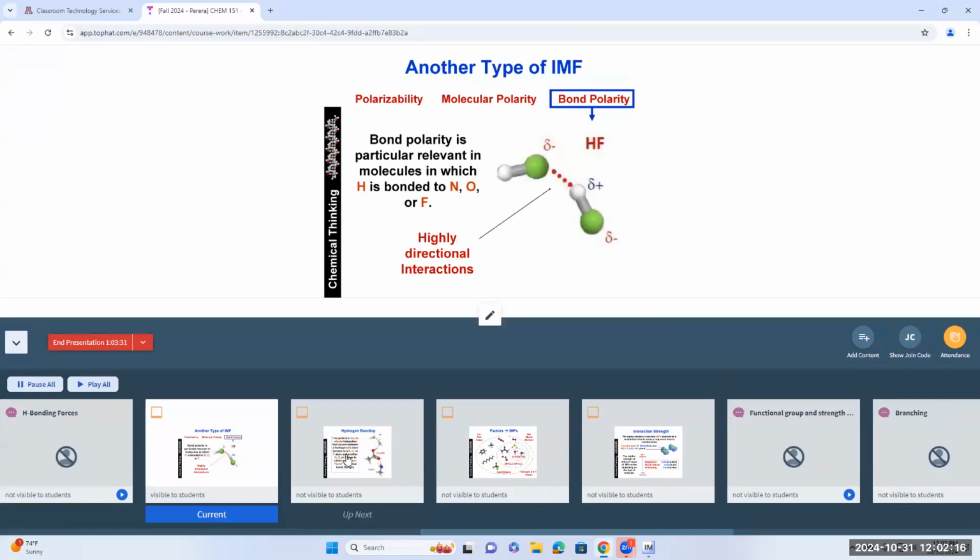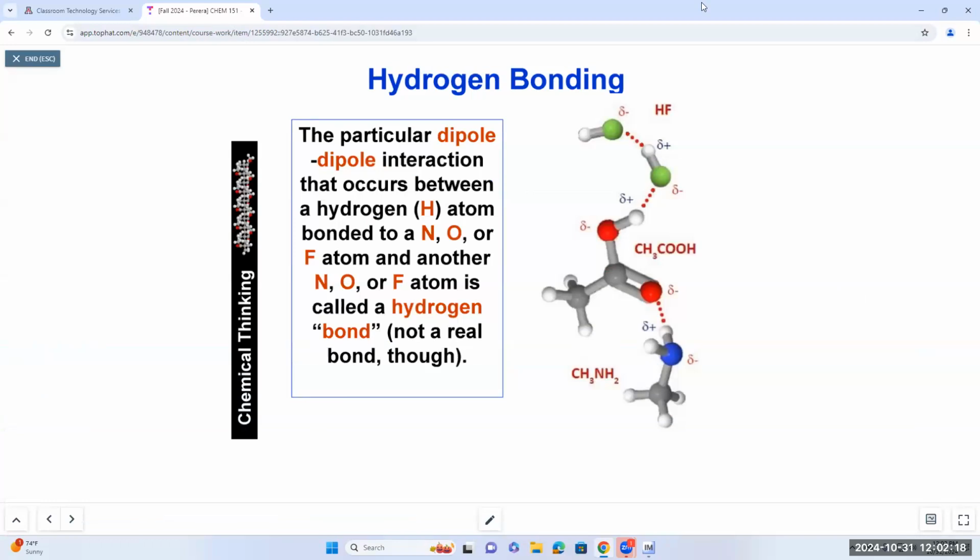I'm going to show you another example. It doesn't have to be the same molecule. The only requirement is we need to have hydrogen covalently bonded to nitrogen, oxygen, or fluorine. In this case, we have hydrogen bonded to nitrogen, and that can interact with the oxygen of a carbonyl group like this via hydrogen bonding interactions.